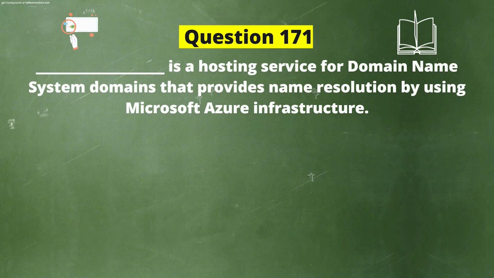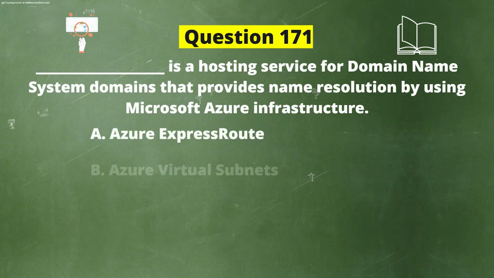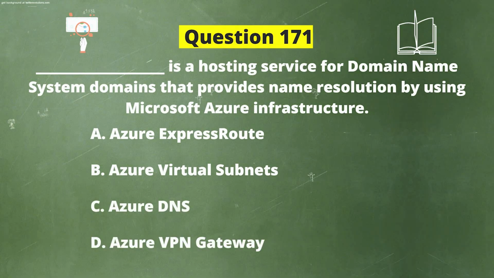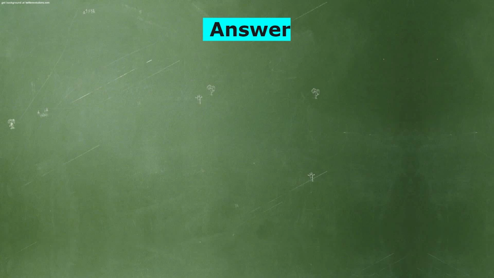Next question. Dash is a hosting service for Domain Name System domains that provides name resolution by using Microsoft Azure infrastructure. And the options are A. Azure ExpressRoute, B. Azure Virtual Subnets, C. Azure DNS, D. Azure VPN Gateway. And the correct answer is option C.